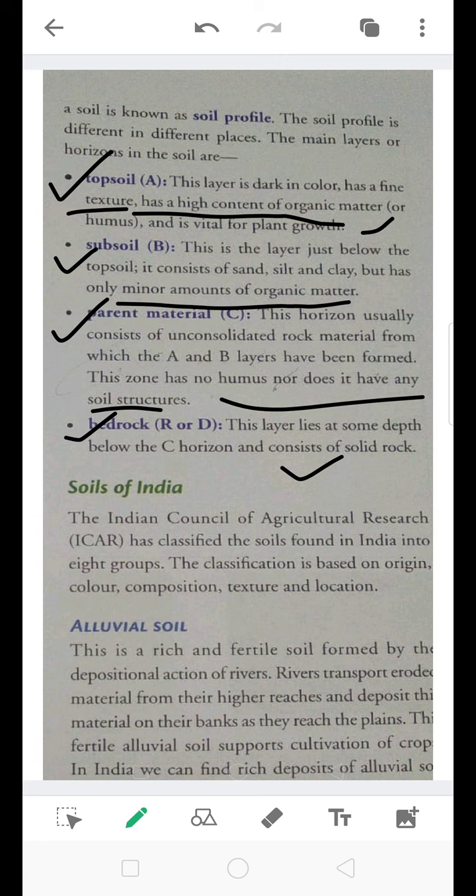Soils in India. Now if we talk about soils in India, there are many different soils found in different states in our country. But the different soils of India we will be studying in our next class. Till then, go through the notes once again.